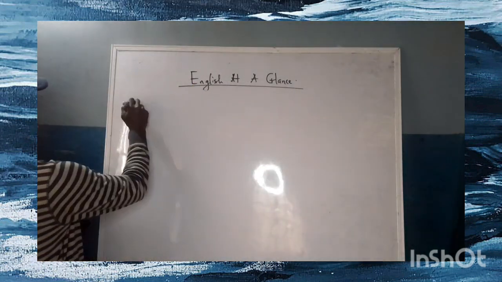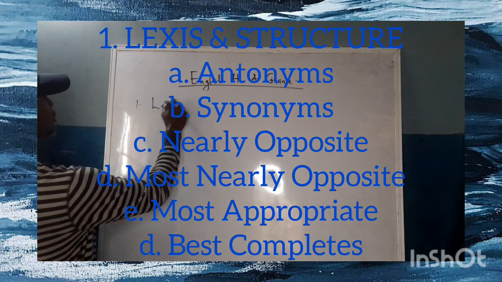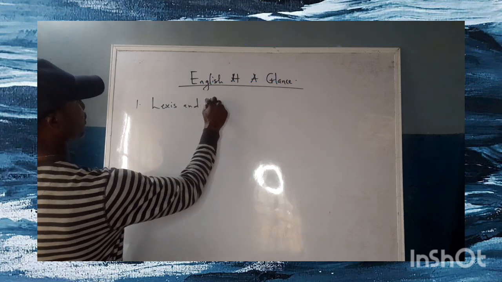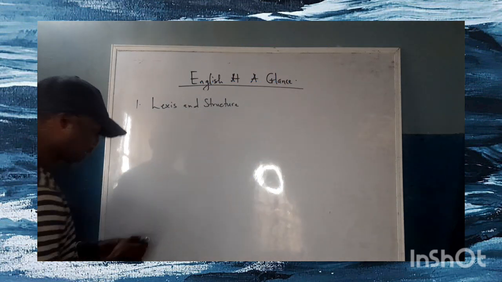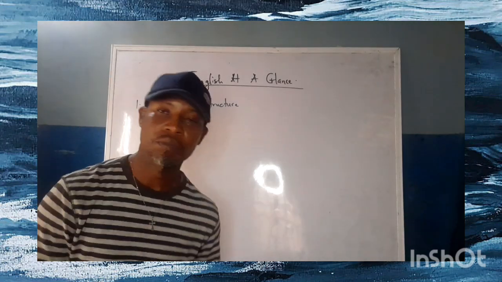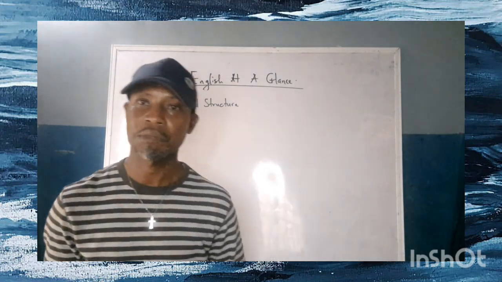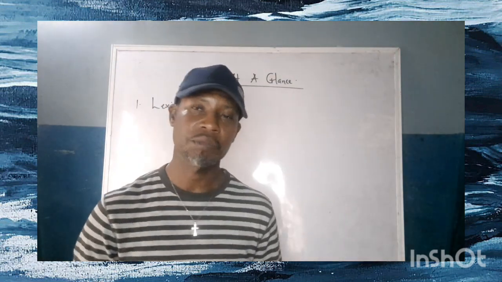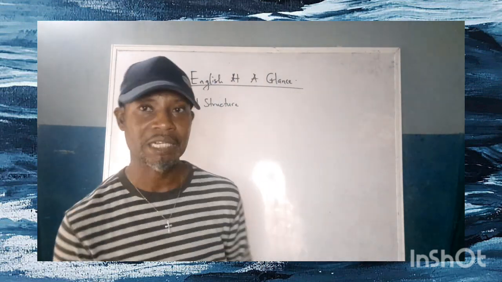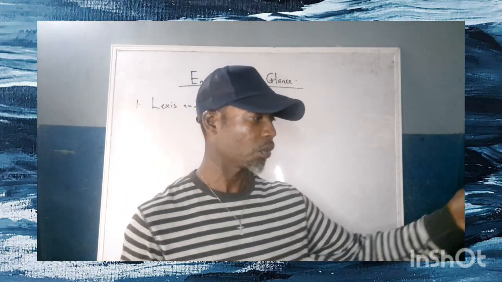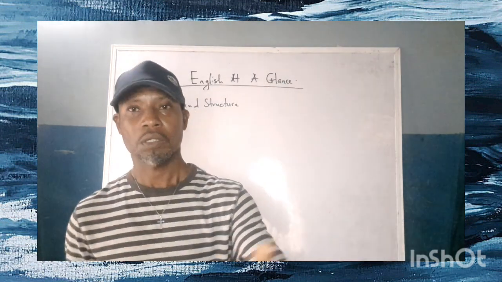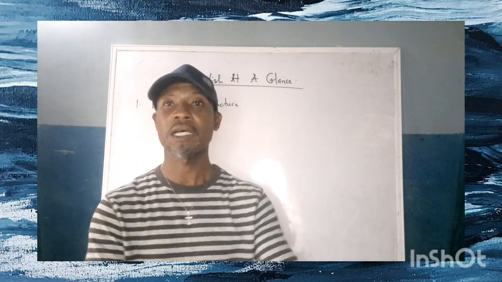Okay, number one, we'll be looking at lexis and structure. Under lexis and structure, we have words opposite in meaning, talking about the antonyms. We have words similar in meaning, talking about the synonyms. You are expected to also understand the most appropriate words. At this level, you need to understand the classification of adjectives, words, comparative and superlative of the likes of the adjectives. So you have big, bigger, biggest.